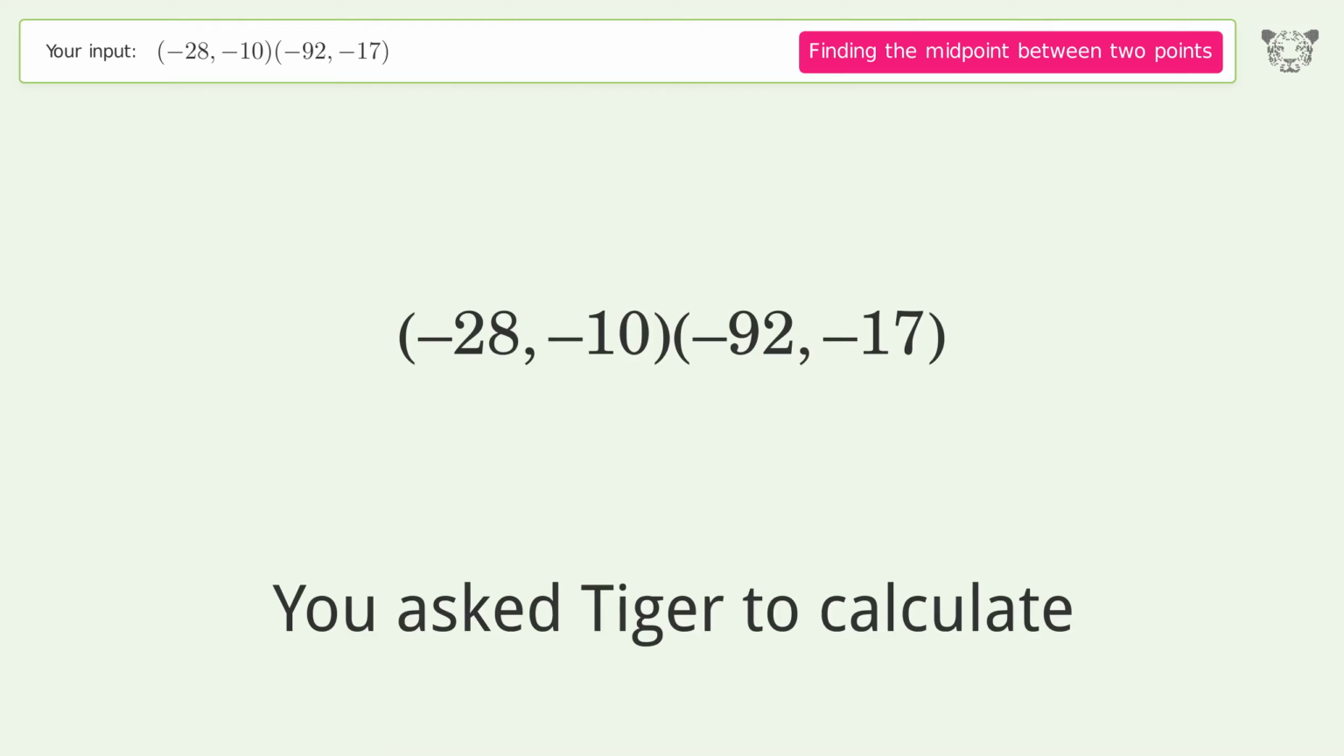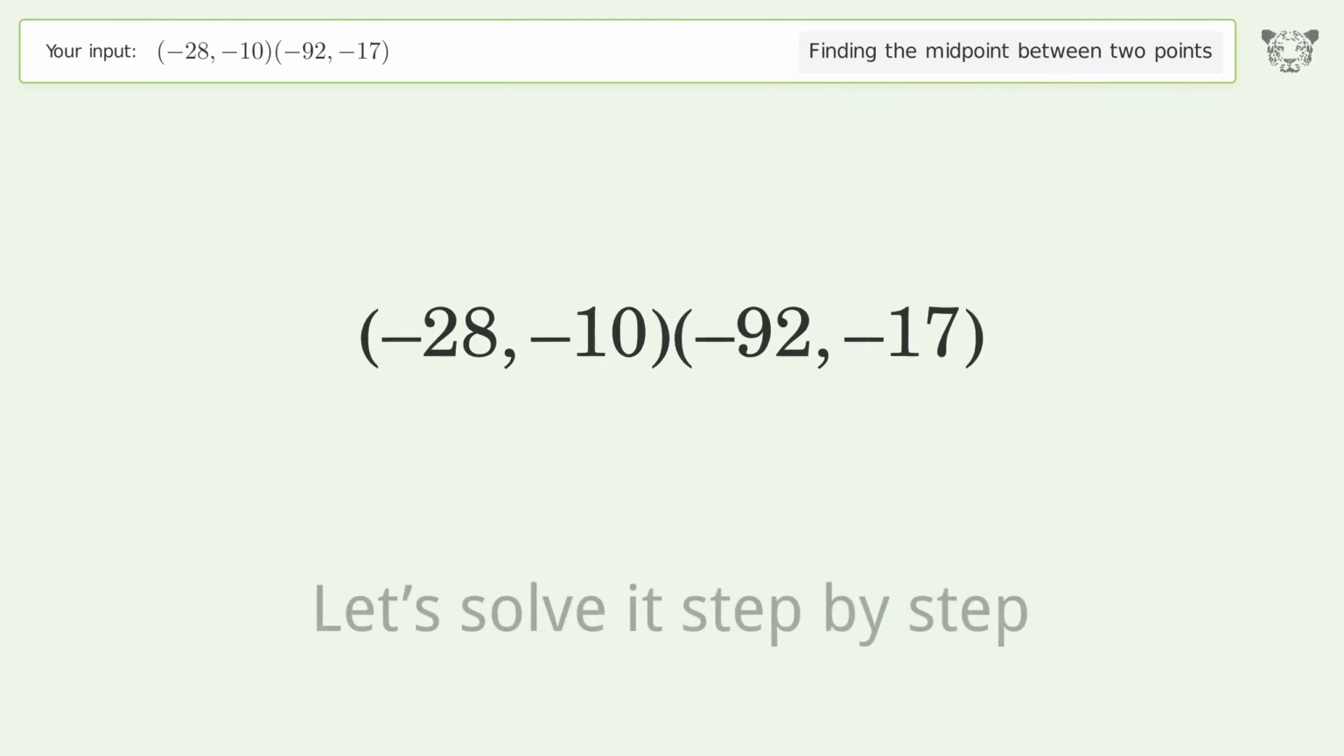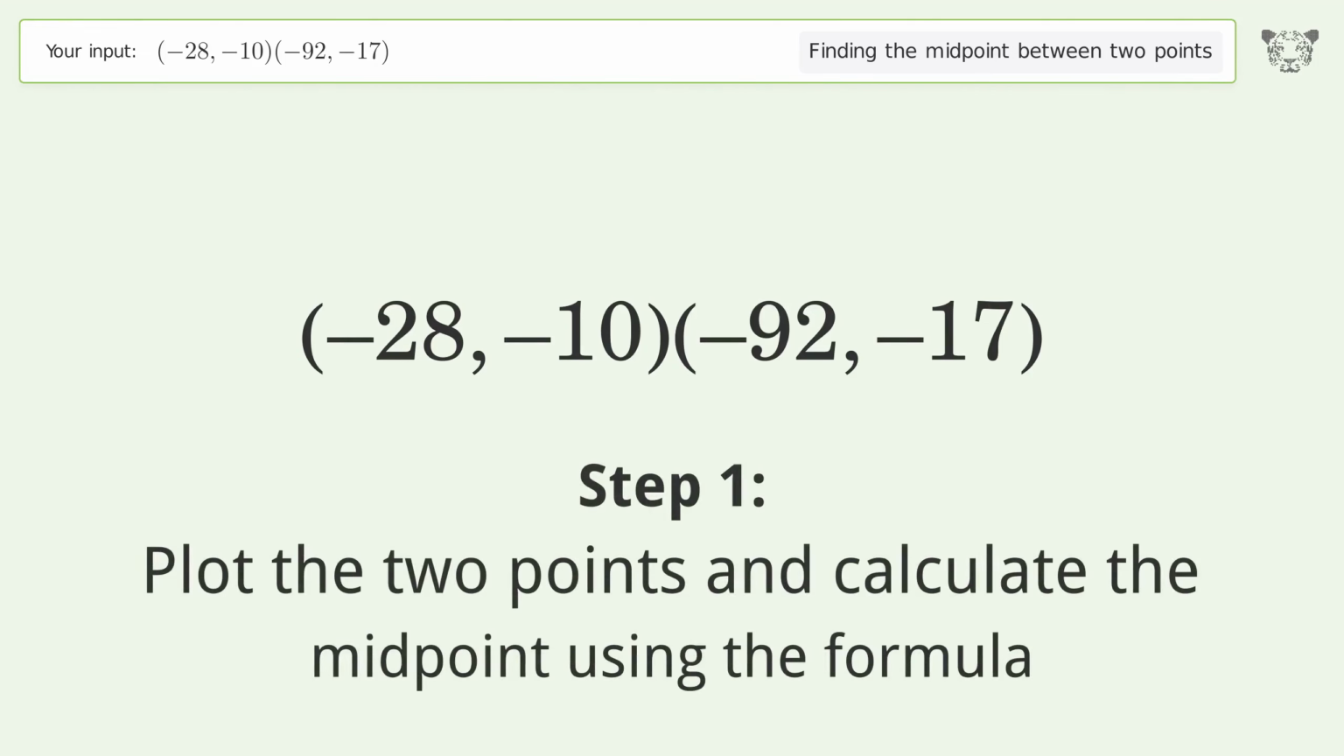You ask Tiger to calculate. This deals with finding the midpoint between 2 points. The midpoint between the 2 points is -60, -13.5. Let's solve it step by step. Plot the 2 points and calculate the midpoint using the formula.